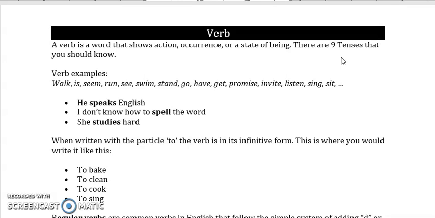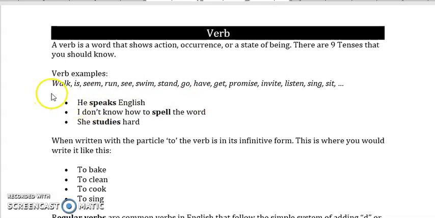Let's look at the verb examples here. Walk, without any ed, without any ing. This is called V1, Verb 1, meaning they are in their root form, or basic form, kata akar. Alright, walk, is, seem, run, see, swim, stand, go, have, get, promise, invite, listen, sing, and sit. All these verbs are in V1 category or in basic form.